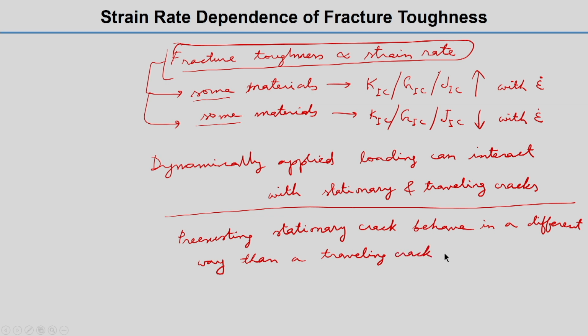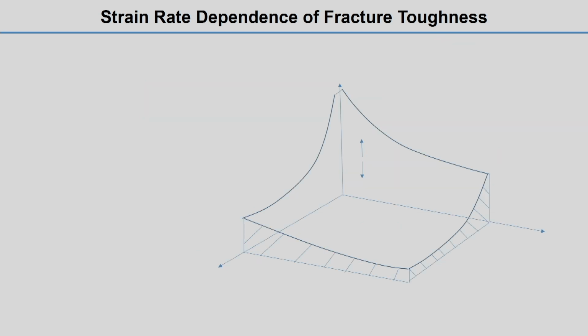Traveling crack. So these things we need to keep in mind: a pre-existing stationary crack and a traveling crack with high velocity can be very different, and also the dynamically applied loading. The loading can interact, as we have seen in the last slide, that the stress waves can interact with the crack tip, and that may change the crack propagation.